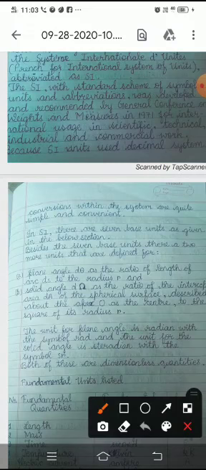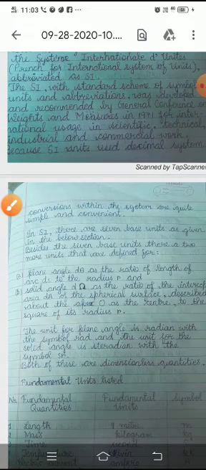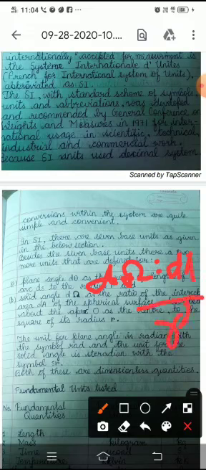The solid angle d sigma is the ratio of the intercepted area dA of the spherical surface, described about the apex O at the center, to the square of its radius r. Now we can say d sigma is equal to dA upon r square.